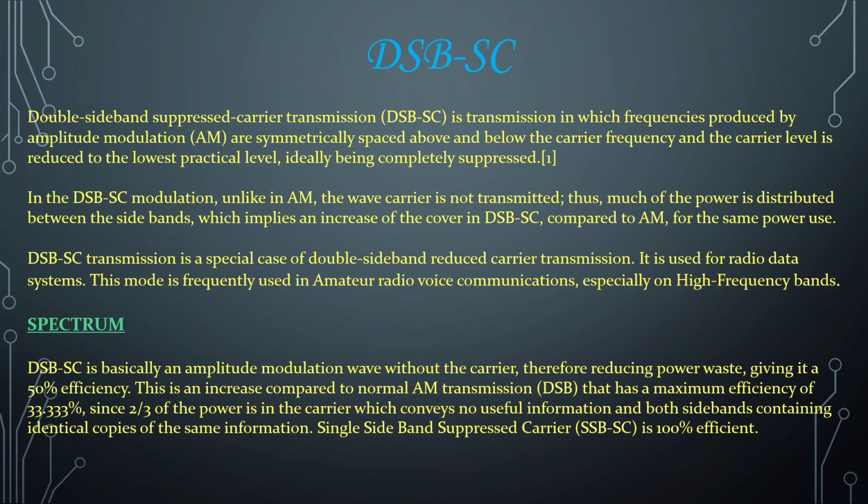If we come to the spectrum part of double sideband suppressed carrier transmission, it is basically an amplitude modulation wave without the carrier, therefore reducing power waste, giving it a 50% efficiency. This is an increase compared to normal AM transmission that has a maximum efficiency of 33.333%, since 2/3 of the power is in the carrier, which conveys no useful information, and both sidebands contain identical copies of the same information. Single sideband suppressed carrier is 100% efficient.